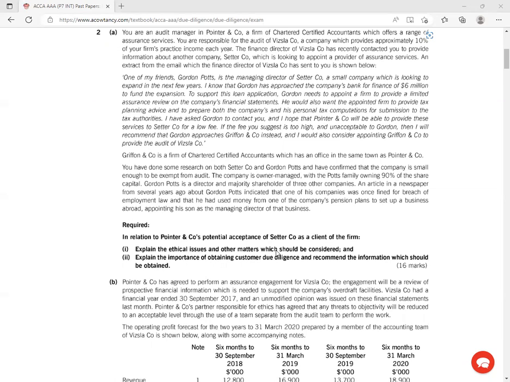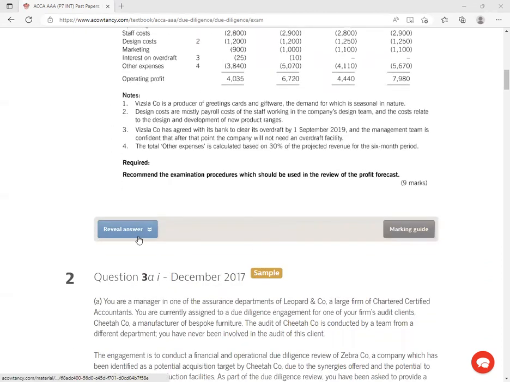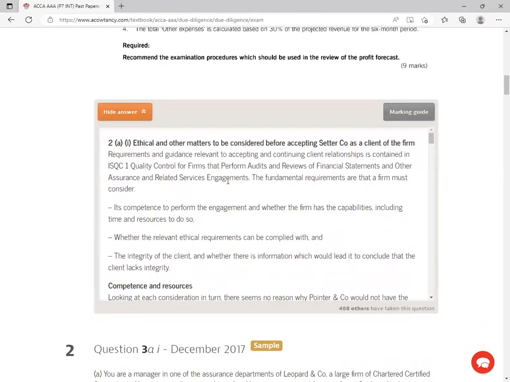So we've explained several as we were reading the question, so mine will basically go to the answer here. So ethical and other matters to be considered before accepting Theta Company as a client of the firm. The requirements and guidance relevant to accepting and continuing client relationships is contained in this international standard quality committee. There is a quality committee. You know, nowadays, like last semester, they asked students about things they could not see. There is this quality committee that gives recommendations about the quality standards, the quality processes, international standards.